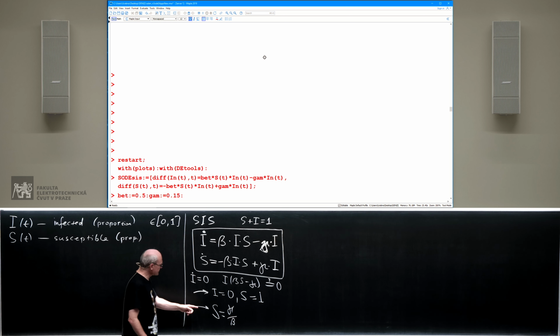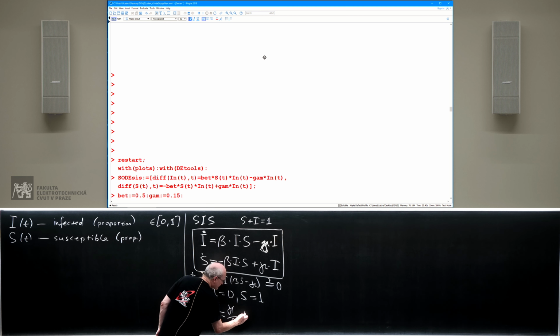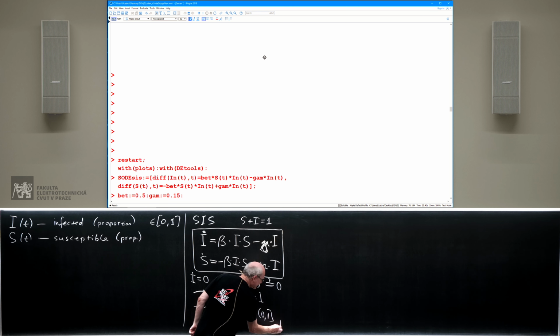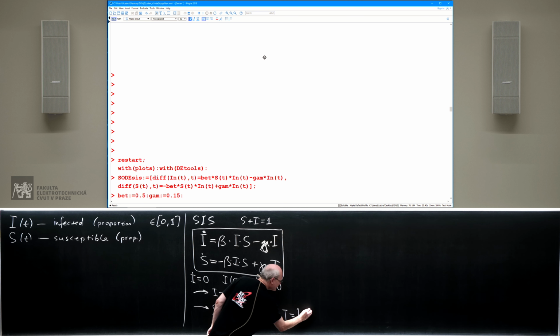So this is an interesting situation, and it's not 1 perhaps either. We have to be careful. For some settings, this is not possible. We have to make sure this number belongs to (0, 1). Then we have this special stationary solution. And then, of course, for I, we get the complement to 1: 1 minus gamma over beta.